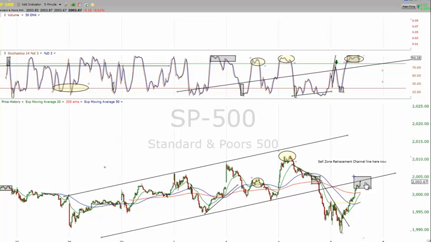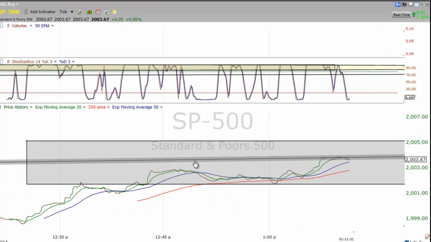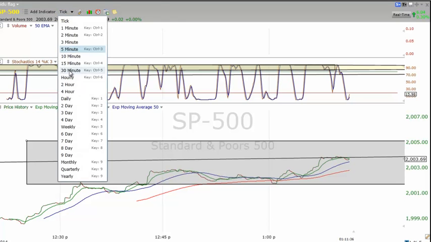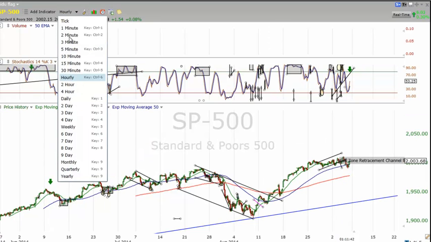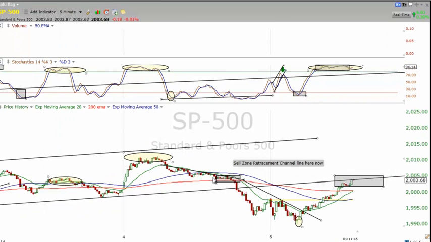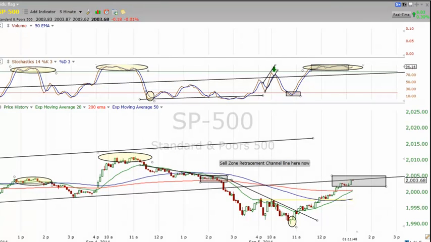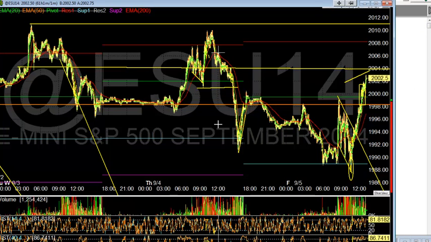We broke down, and normally this is a textbook area for a pullback, and it's just what we call a trend line retracement or a channel line. Whenever you break down, you retrace back up there, and you don't see it like this set up. So we're going to pay attention to it. We're going to go out to the 5-minute chart again here, and we're going to see that represented on the ES right at the 2002, 2003 level.